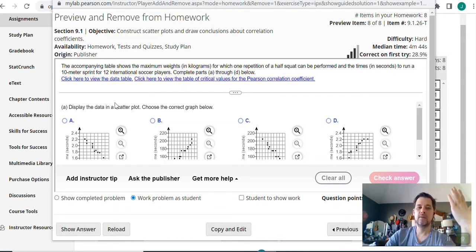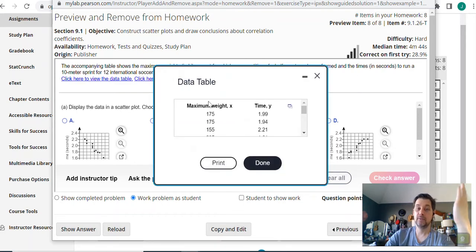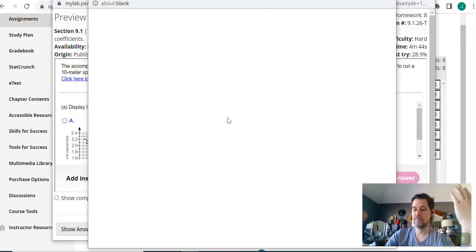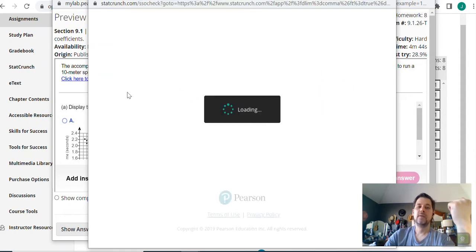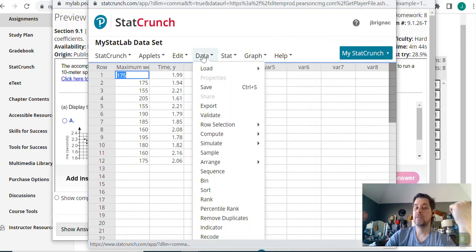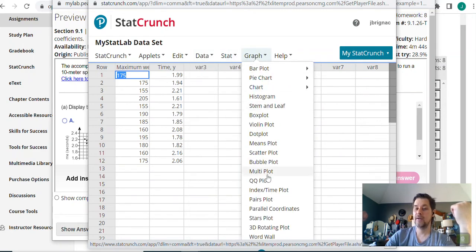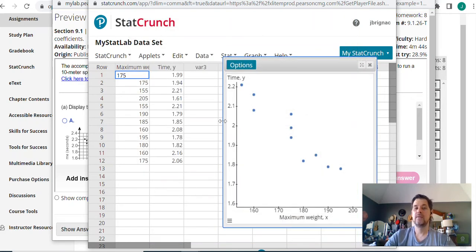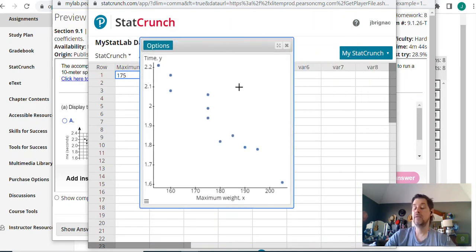Okay, so first thing, let's look at the data. And in fact, let's look at it in StatCrunch. That's my preferred way to do it. So I get the data in StatCrunch, and if I want to see what the scatter plot looks like, I go to Graph, and I go to Scatter Plot. X should be the weight, and Y should be the time. And there it is.